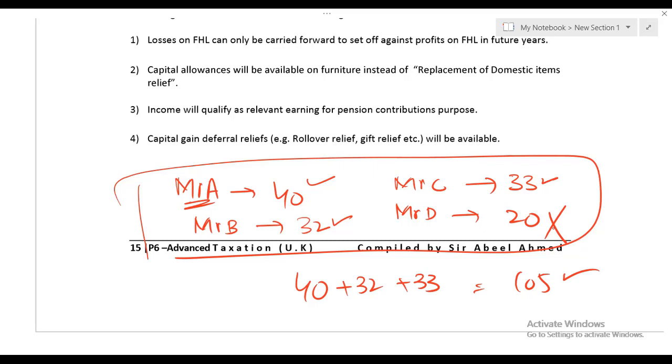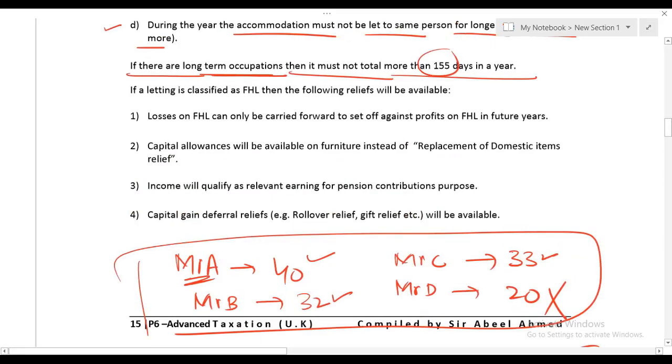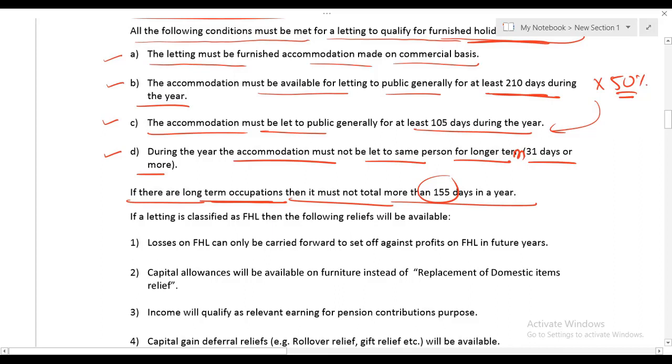So I strongly believe now you have understood the whole idea behind 155 days. If you have given same property to different individuals for more than 31 days, then we'll add up all of the long-term occupants. Then aggregate should not exceed 155 days. So I think now it is clear enough. Okay, now the question arises, if all the 4 conditions are met, 1, 2, 3, 4, then obviously the property is treated as furnished holiday letting.